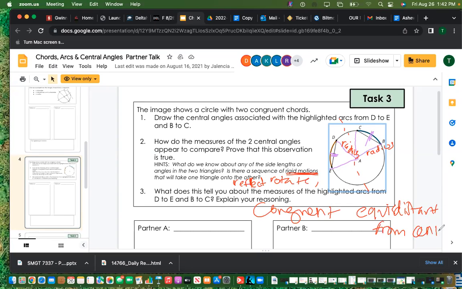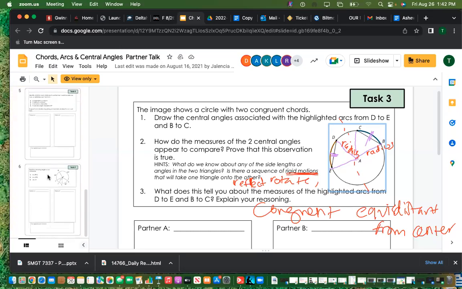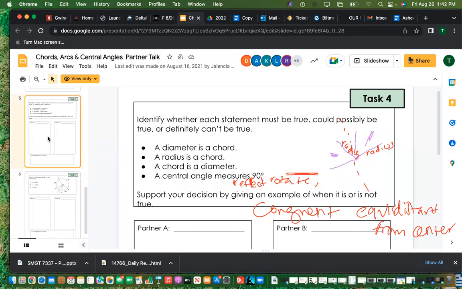My handwriting's just getting worse as we go along. It's just happening. Just let it happen.